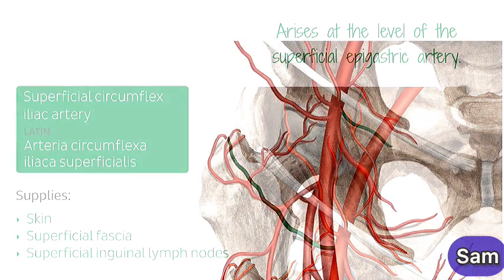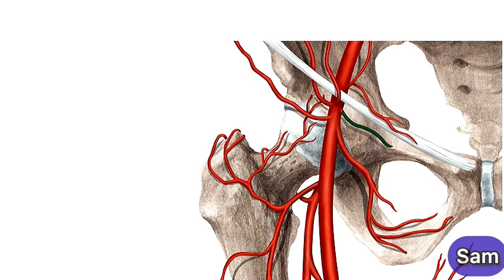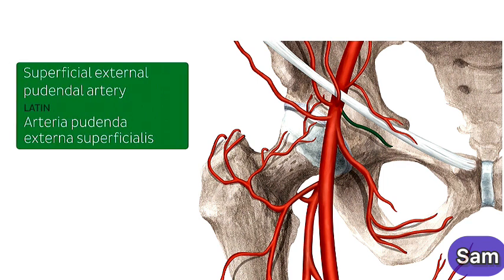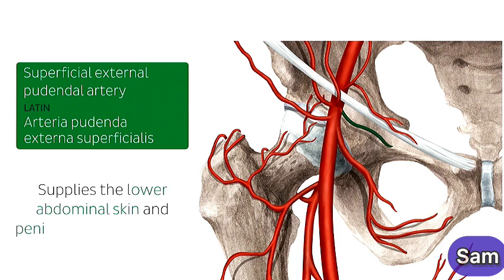Now let's move on to the next branch of the femoral artery. This artery is known as the superficial external pudendal artery. It arises slightly below the first two branches, the superficial epigastric artery and the superficial circumflex iliac artery. It travels through the cribriform fascia before crossing the spermatic cord deep to the long saphenous vein. This artery supplies the lower abdominal skin, as well as the penile, scrotal or labial skin.